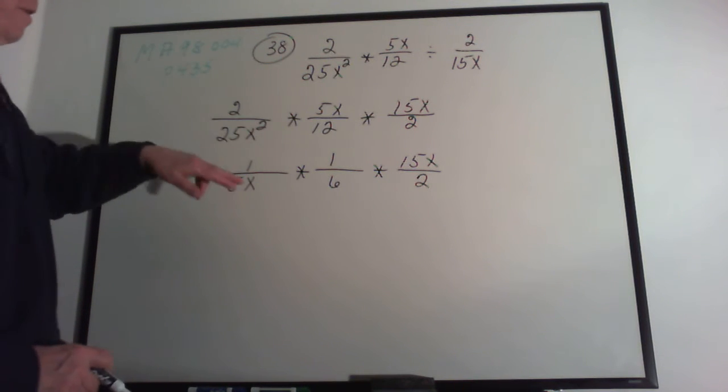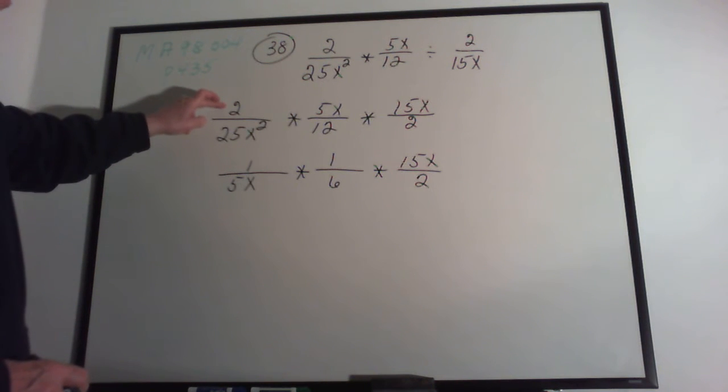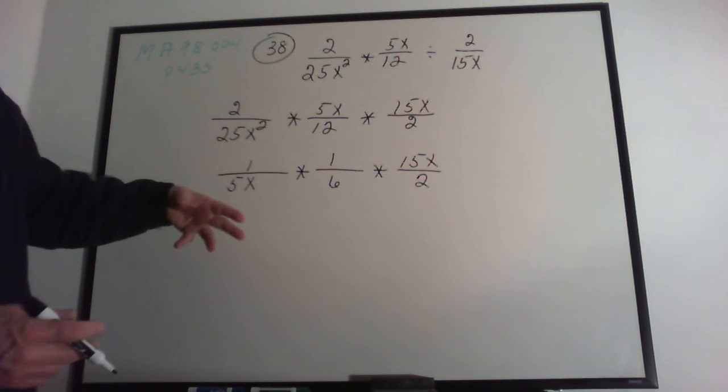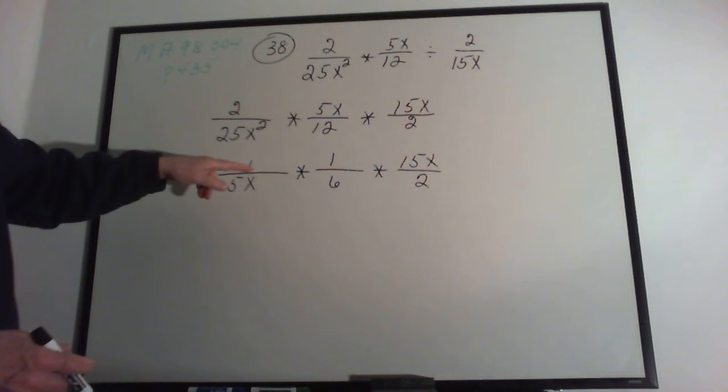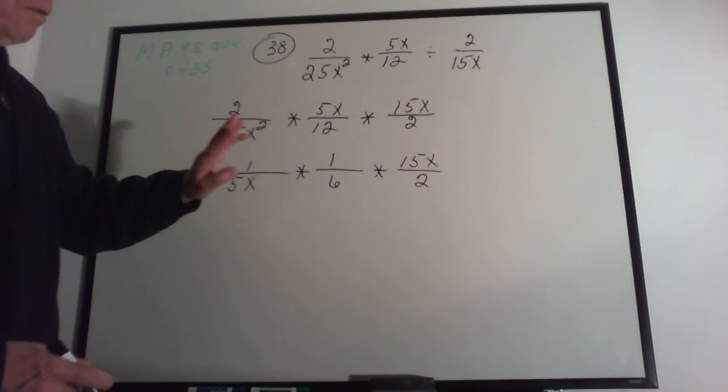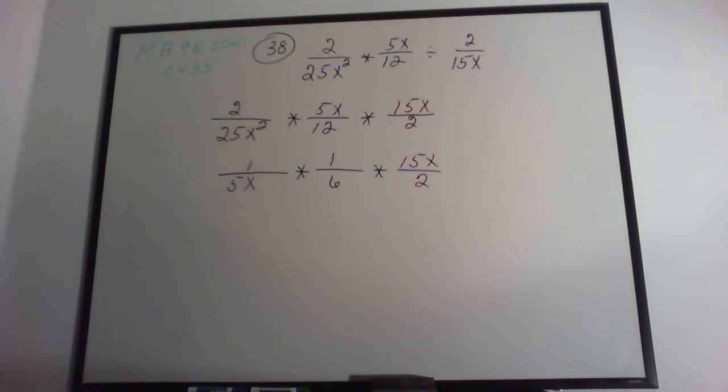All right, I inverted. Now I canceled, divided 2 by 2, 12 by 2, I get 6. 5x I divided by 5x. 25x divided by 5x gives me 5x. Now I can simplify it further. Pause the video, see if you can simplify it further.